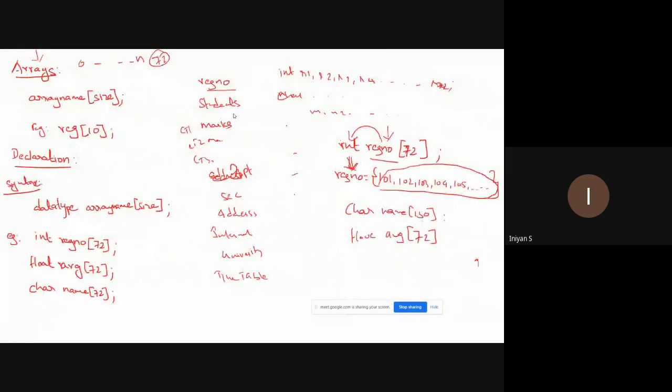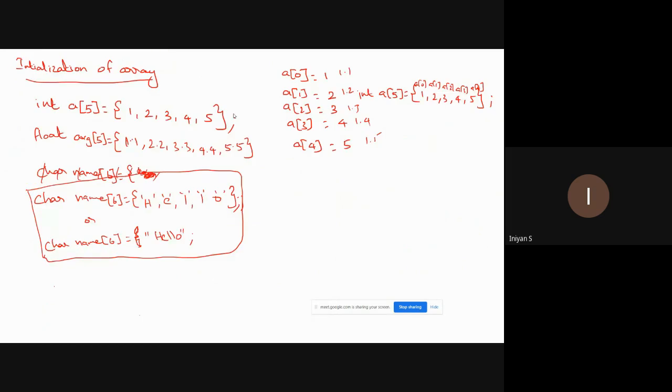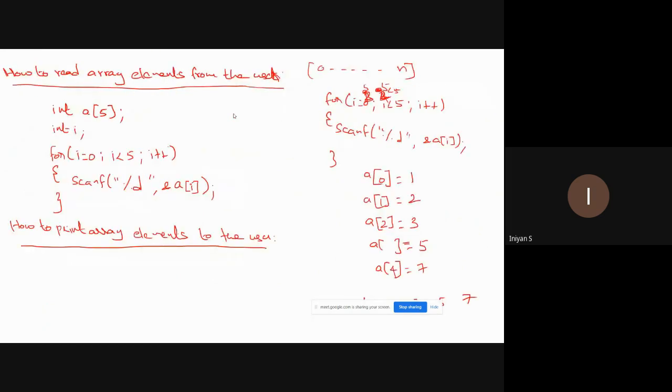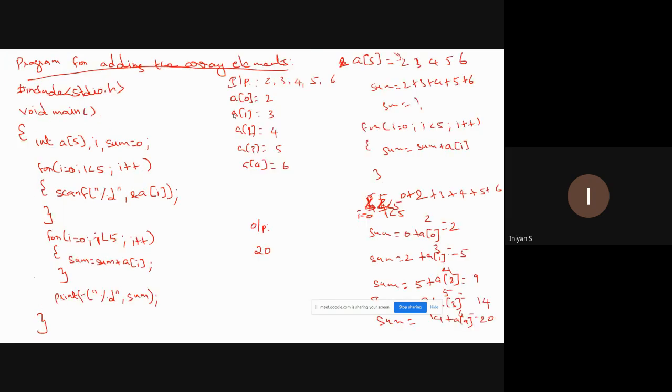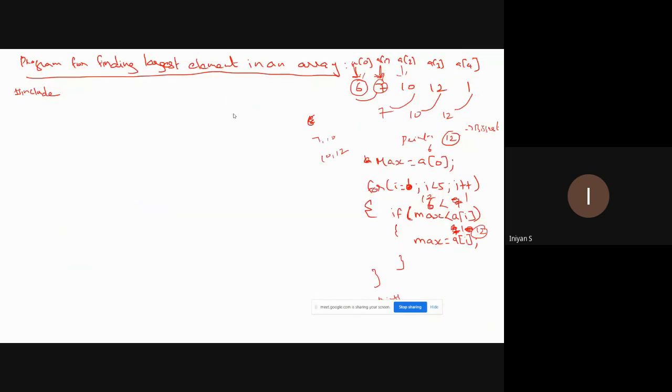Just look at this one. Last class we discussed the array concept. You know what an array is, how to declare an array, how to initialize an array, how to read an array from the user, and how to print an array. This is a sample program for getting array elements from the user and printing them. This one is for adding the array elements. These things we have discussed.